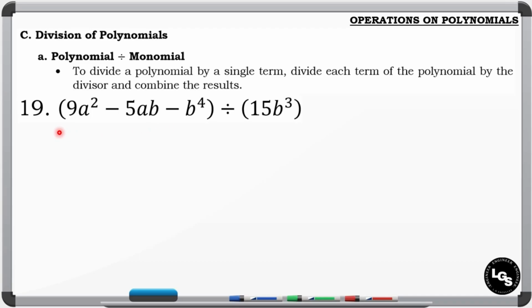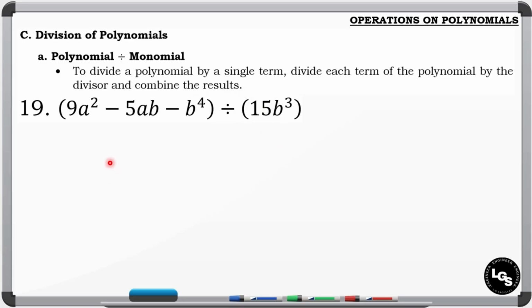So this is our example. 9a squared minus 5ab minus b raised to 4 divided by 15b cubed. So this is our dividend. And this is our divisor, which is the monomial. So in this description, it says that we will divide each term, so this one, by the divisor. So we will divide this by the divisor, then the second term with the divisor again, until we reach the last term of our polynomial.